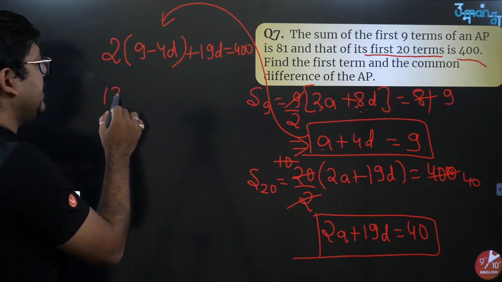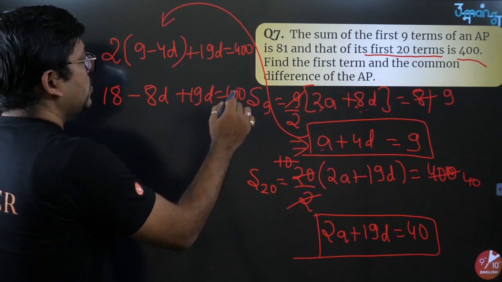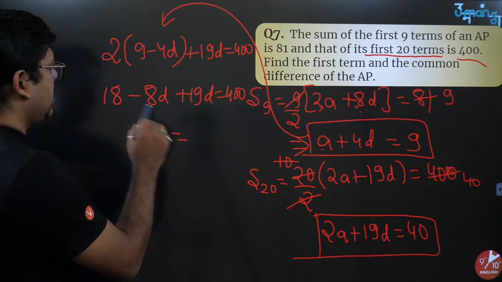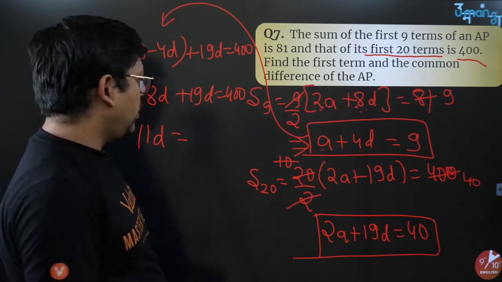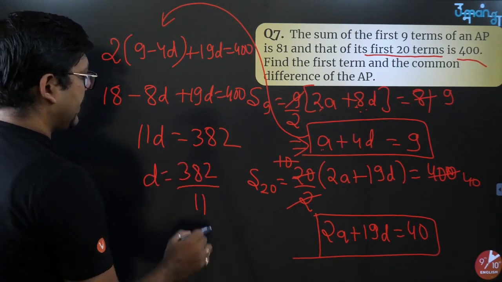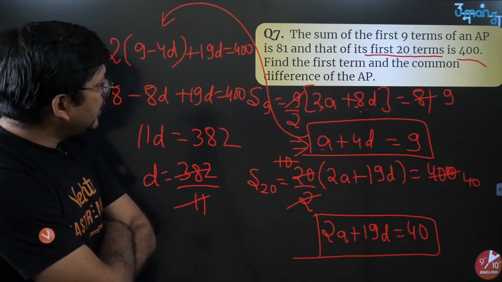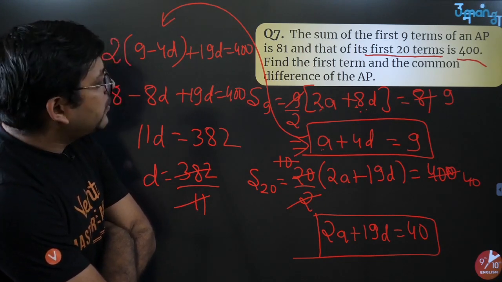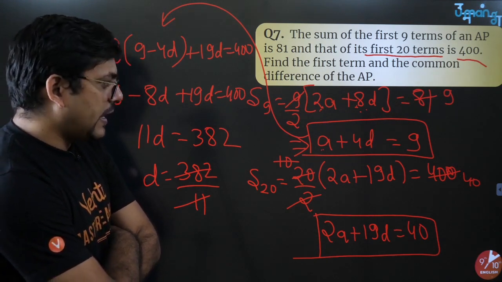2 into 9, that is 18. 2 into minus 4, that is minus 8d plus 19d equals 400. So 19d minus 8d, I guess it's 11d, equals 18 will go to that side. So 400 minus 18, if I'm not wrong, that should be 382. So d is equal to 382 divided by 11. And hence you can actually cancel it. Will it get cancelled? I don't think so. Anyways, it does not look like it's cancelling. Fine, no issues. Even if it does not get cancelled, hardly matters.